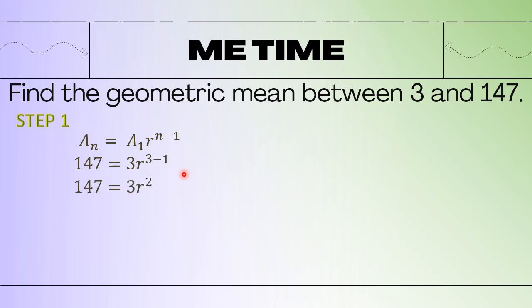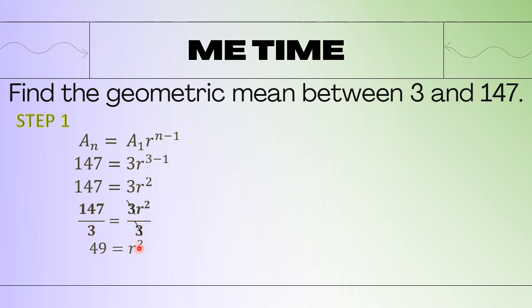Next, let's simplify first the exponent. So 3 minus 1, it's 2. And next, our target is to find the value of our common ratio. Here, to isolate the variable r together with its exponent, let us eliminate first the numerical coefficient. How can we cancel this out? Let us divide both sides by the value of our a sub 1, which is 3. So we divide both sides by 3, and we can cancel this out. The remaining terms would be r squared equals, what is 147 divided by 3? That is 49.